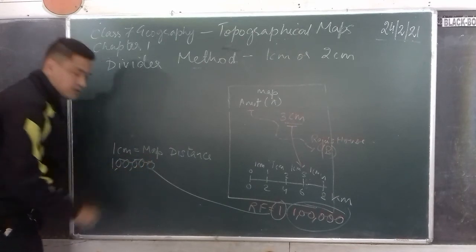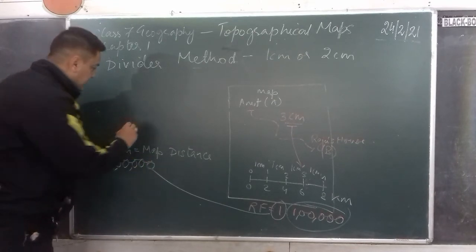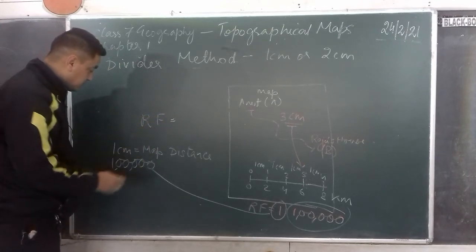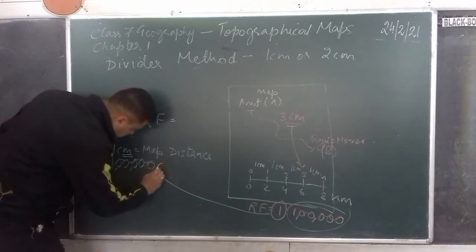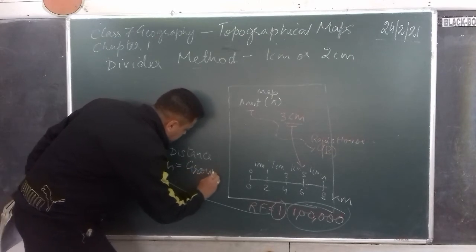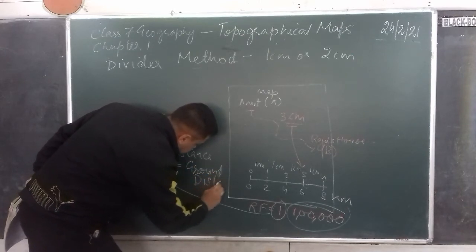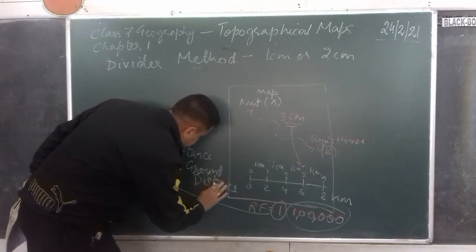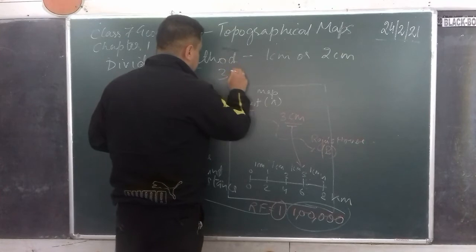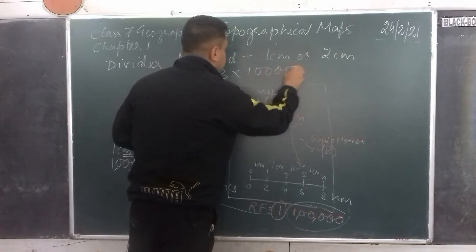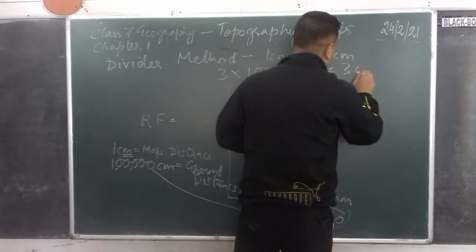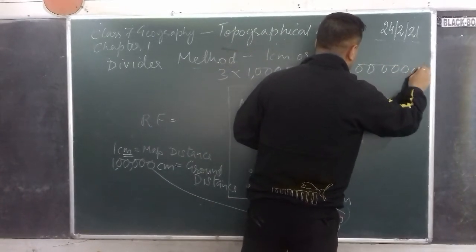So what is the unit here? Last time I have explained to you that in an RF, in a representative fraction, the units are same. In the metric system, the units are same. What is the unit here? Centimeter. So 1 lakh centimeter is the ground distance. But in your book it is written there, 3 into 1 lakh centimeter gives you 3 lakh centimeters.